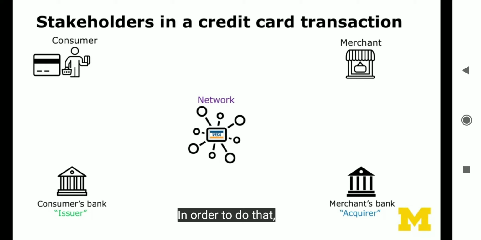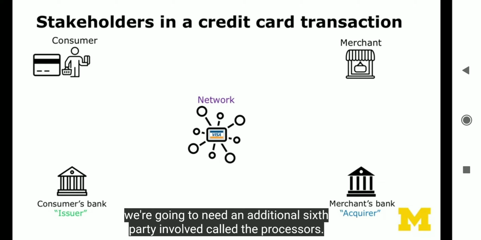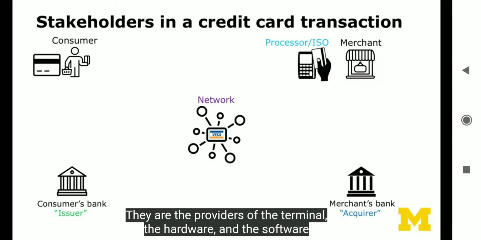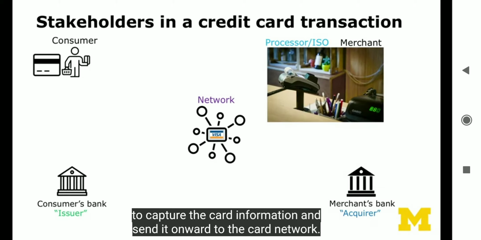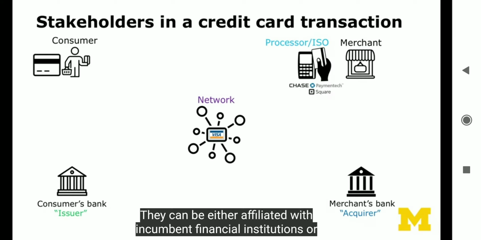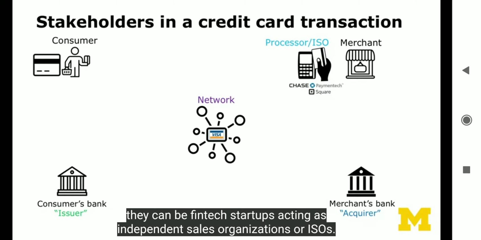In order to do that, we're going to need an additional 6th party involved, called the processors. They're the providers of the terminal, the hardware, and the software to capture the card information and send it onward to the card network. They can be either affiliated with incumbent financial institutions, or they can be fintech startups acting as independent sales organizations, or ISOs.